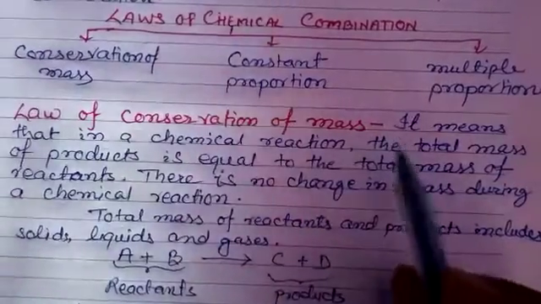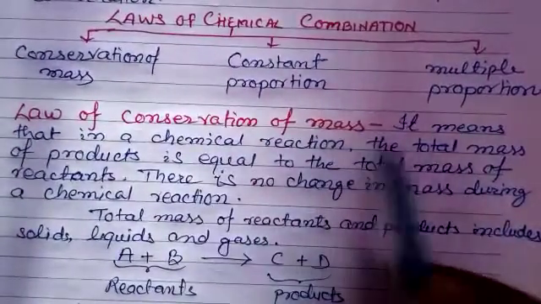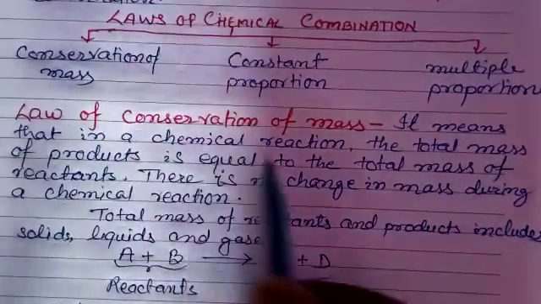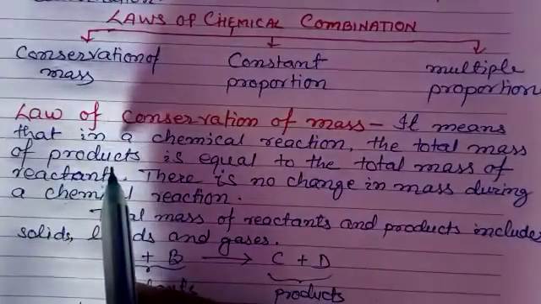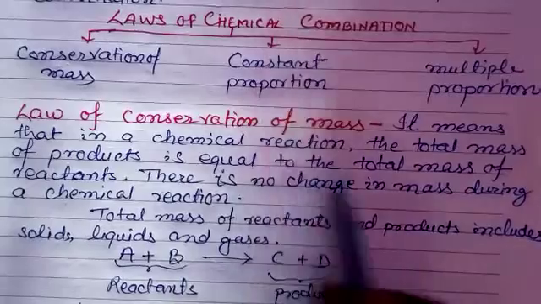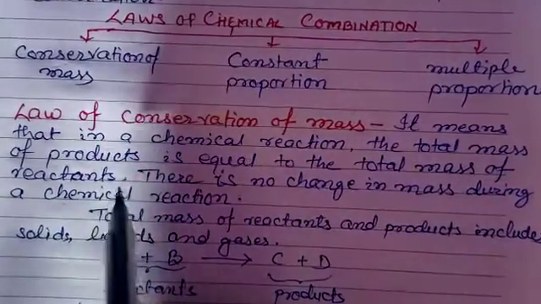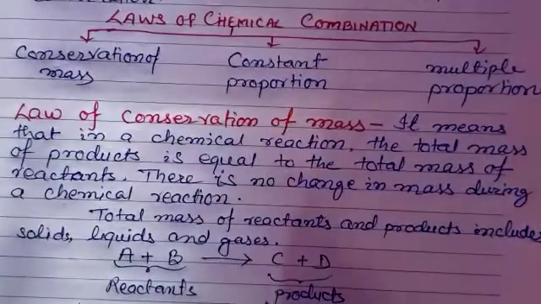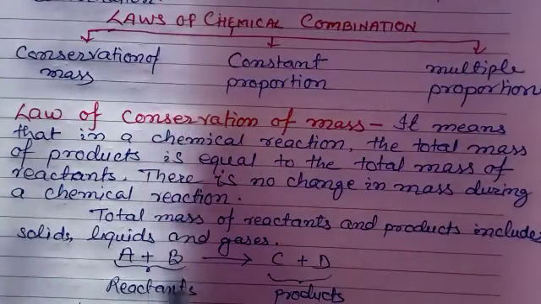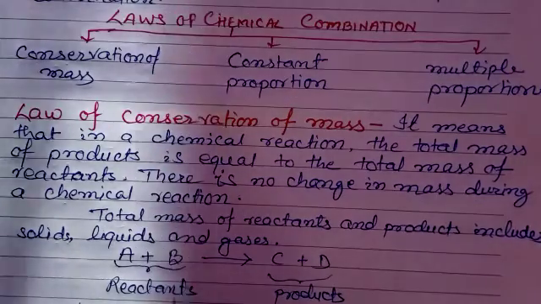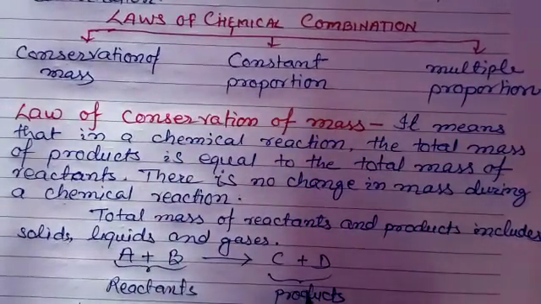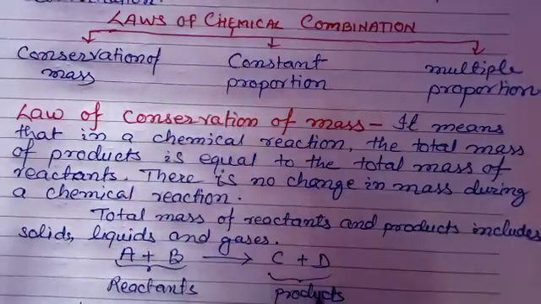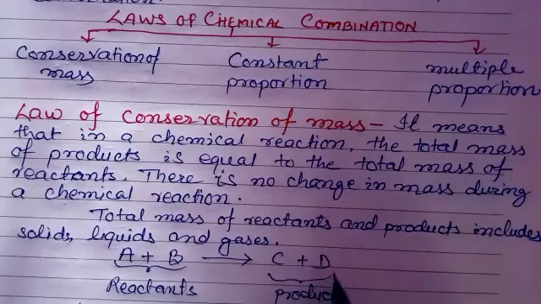So what do we mean by the law of conservation of mass? It means that in a chemical reaction, students, the total mass of the products is always equal to the total mass of the reactants. That means there is no change in the mass during a chemical reaction. For example, if here A plus B, these are the reactants. What are reactants, students? Those chemical substances which take part in a chemical reaction are known as reactants, and the substances produced during a chemical reaction are known as products.